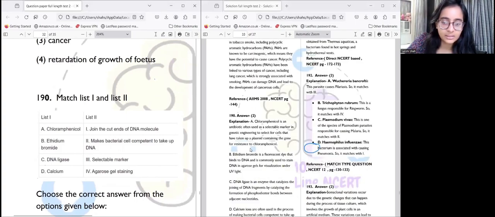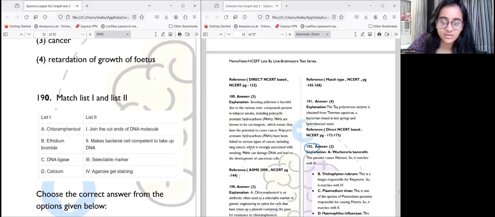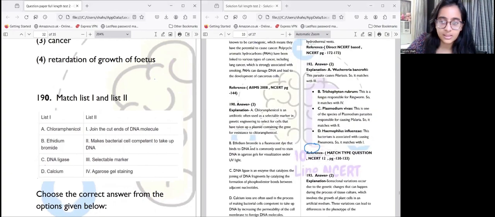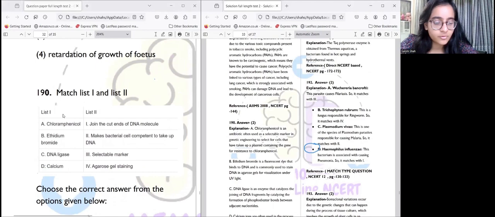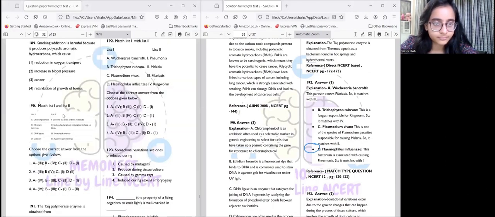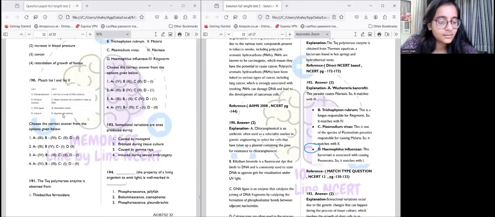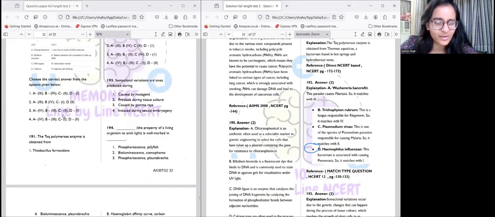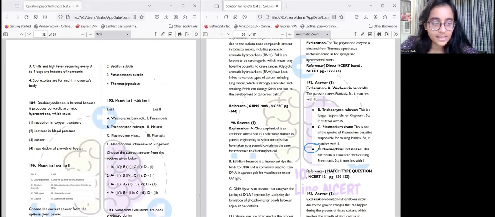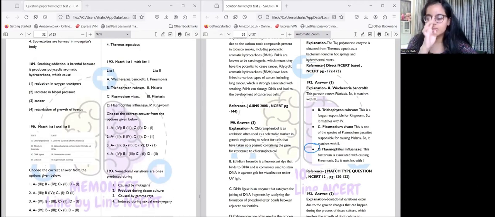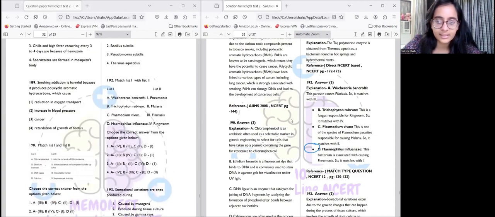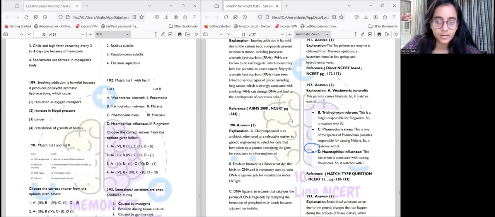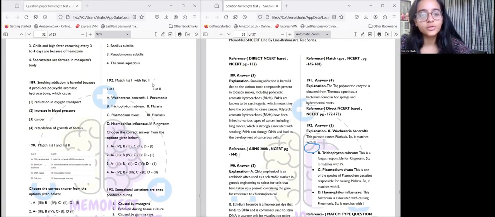Let's check for 190. Where is the answer given? Just a minute, guys. 190, the answer is here, right, which is option number 2. So 191, let's see. The Taq polymerase enzyme is obtained from Thermobacillus or from Thermus aquaticus. Obviously, it's Taq. Taq stands for Thermus aquaticus. So the answer for 191 is 4. That's the correct answer. 192, Wuchereria bancrofti.